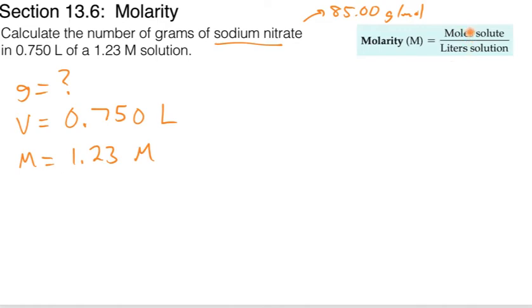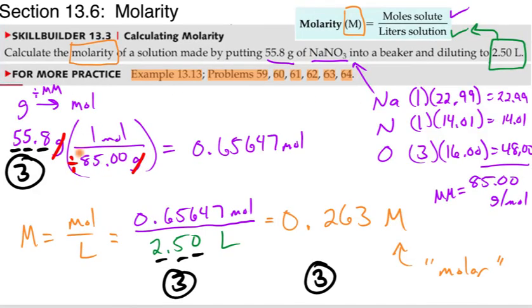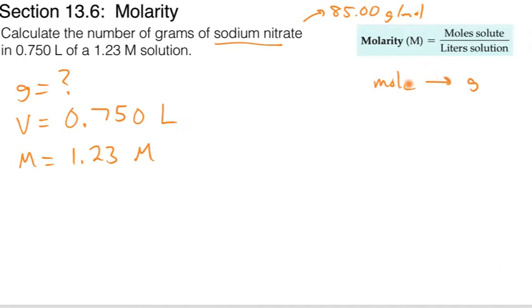And if I look at my formula here, if I want grams, well, grams is nowhere to be found. Again, what I have to realize is that moles and grams are related to each other. In the last problem, we went grams to moles, divided by molar mass. In this problem, moles to grams, we're going to multiply by the molar mass. Well, the first thing I'm going to do is actually calculate moles. How do I do that?